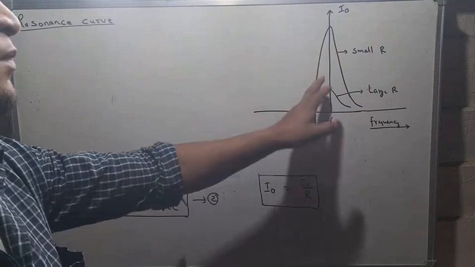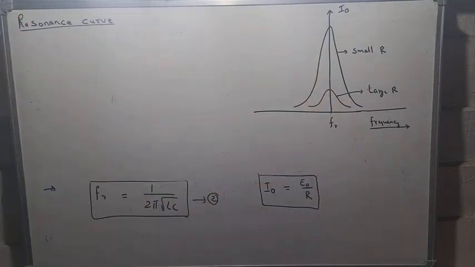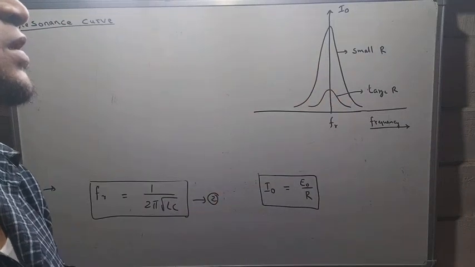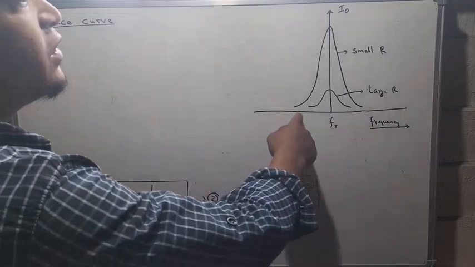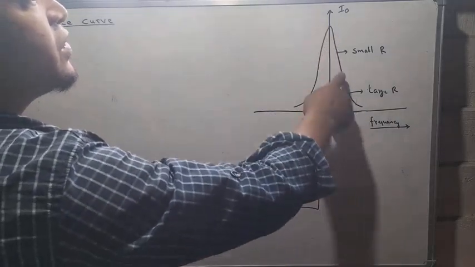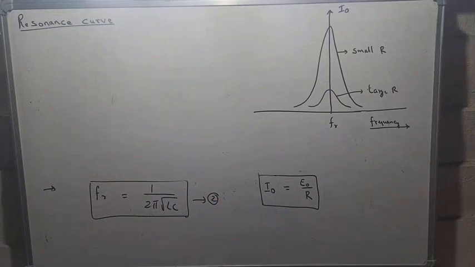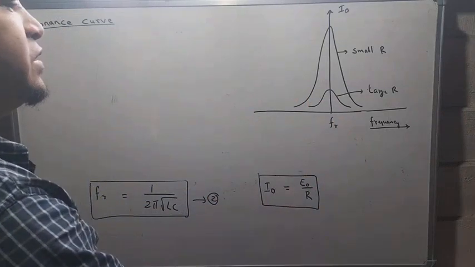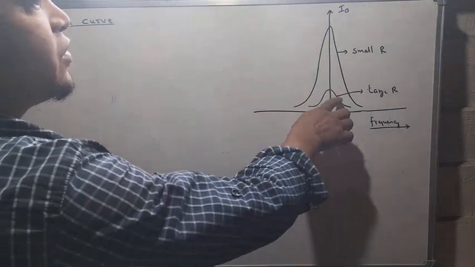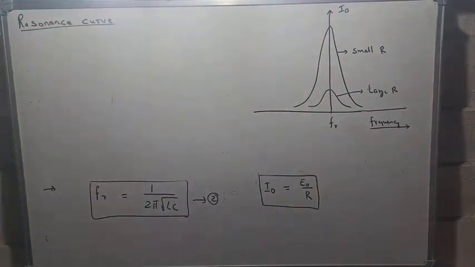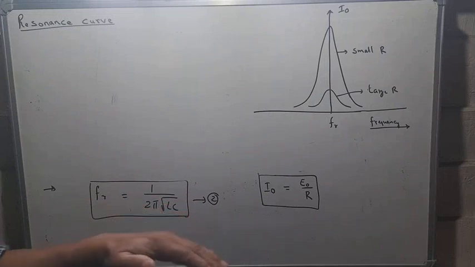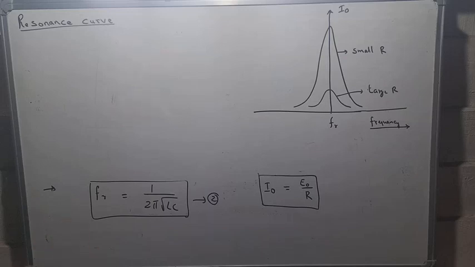So the sharpness of the curve is always determined by the resistance. When the resistance is small, the curve is very sharp, or we can say it has a very large peak value. But when the resistance is large, then the curve will have a smaller peak value, which means a smaller maximum value.